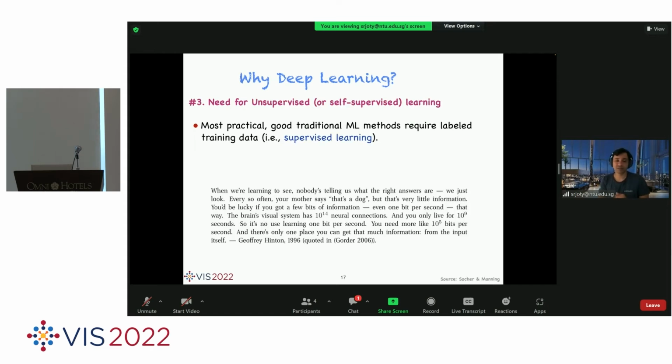The third reason is the need for unsupervised or self-supervised learning. In most practical setups, good traditional machine learning models require labeled training data. That means they are mostly supervised learning. Here is a famous quote from Geoffrey Hinton, who says that if we only rely on supervised data, it is not possible, like for humans, it is a very limited amount of data. What he's arguing is that we need to somehow learn in an unsupervised way from the raw input without any supervision.